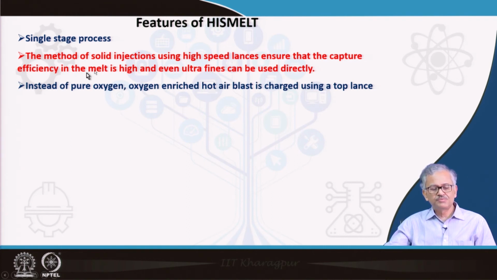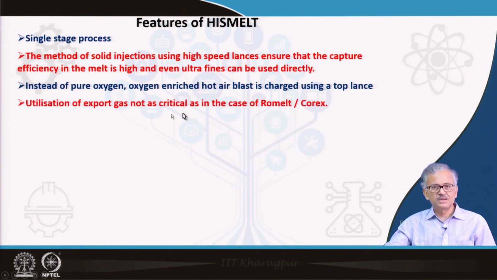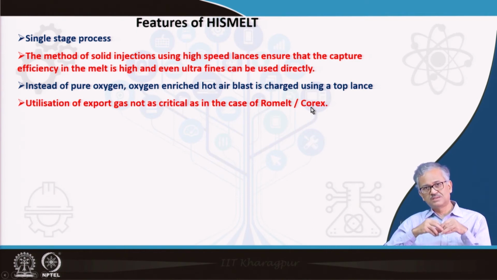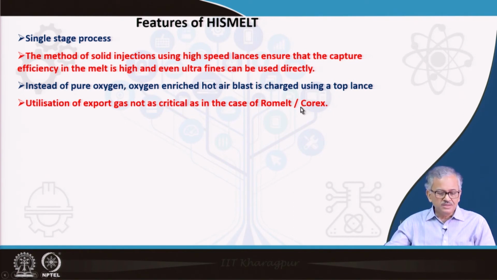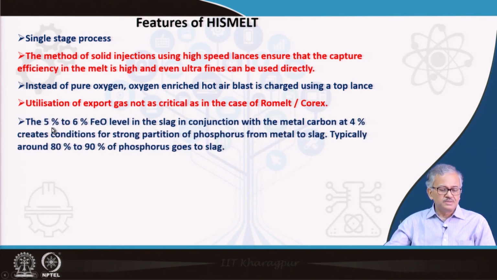So, as I said, instead of pure oxygen, oxygen enriched hot air blast is used through a top lance that gives a lot of sensible heat. Utilization of the export gas is not as critical as in many cases like Romelt and the Corex process, because the coal rate is much less here. Okay. The 5 to 6% FeO level in the slag here also, in all single stage processes, FeO is there in the slag, and that FeO you can utilize to partition some of the impurities. Okay.